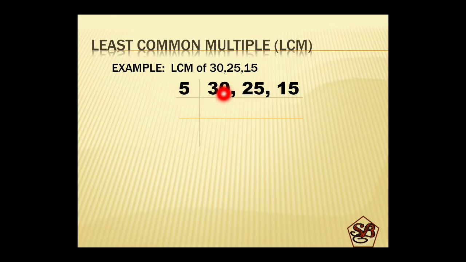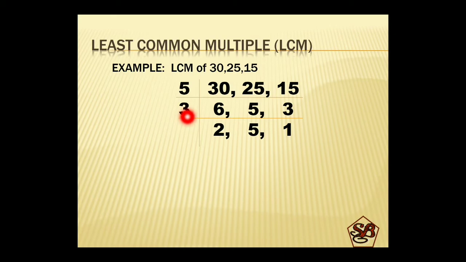5 6s are 30, 5 5s are 25, 5 3s are 15. We have got 6, 5 and 3. Out of these three, two of the numbers come in table of 3, that is 6 and 3. So we take them and divide them by 3.